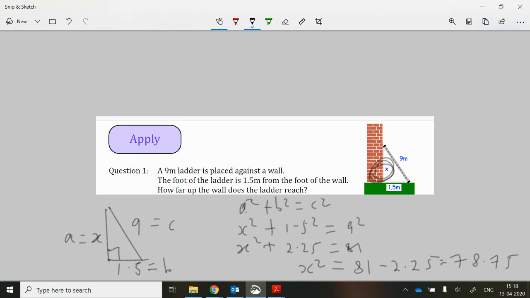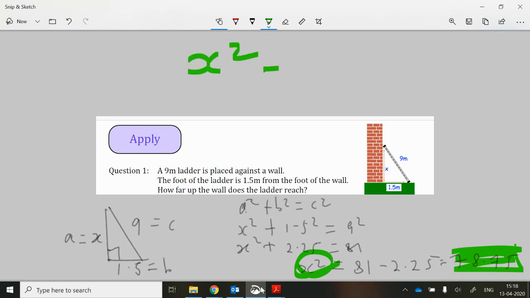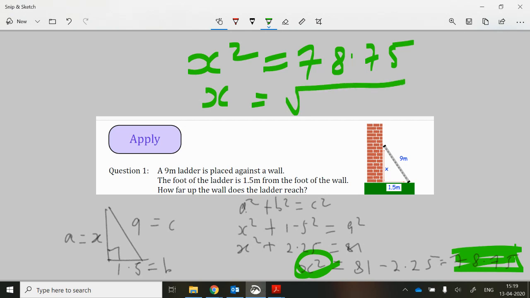But this is obviously not the answer, because 78.75 is x squared. So x squared is 78.75, and we need to square root that to work out what the answer is. So we'll do the square root of the answer.